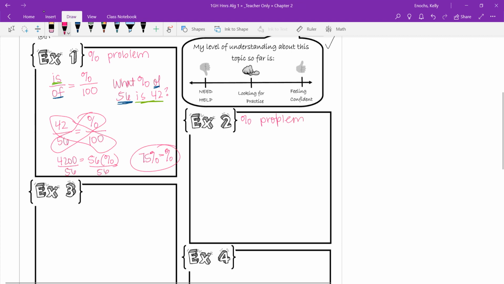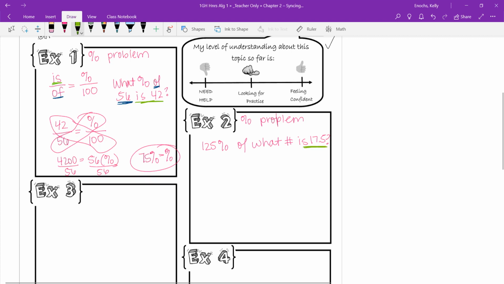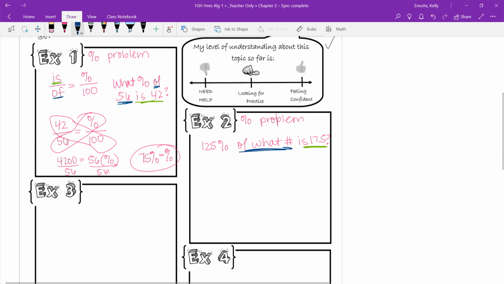This one says 125% of what number is 17.5? So again, we have an is amount, which is going to be the 17.5. Of is what we're trying to find now. So that's the variable there. And we have our 125 to go in our percentage. So 17.5 over our of amount equals 125 over 100.